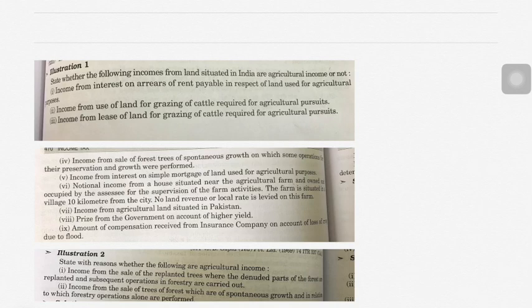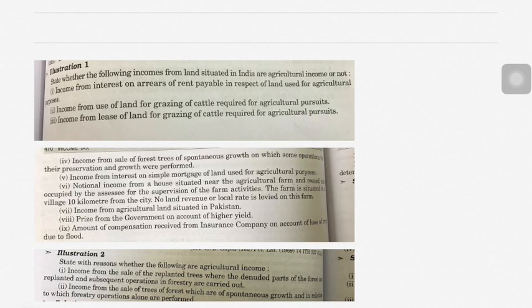Next, notional income from a house situated near an agricultural farm. This is a farmhouse, so income from a farmhouse is an agricultural income. Correct? Notional income from a house situated near the agricultural farm and owned and occupied by the assessee for the supervision of the farm activities. The farm is situated in a village 10 kilometers from the city. No land revenue or local rate is levied on this farm. So this farm is in a non-urban area. When a farm is in a non-urban area, even if you are not paying land revenue or local rate, it is okay. It's still an agricultural income.